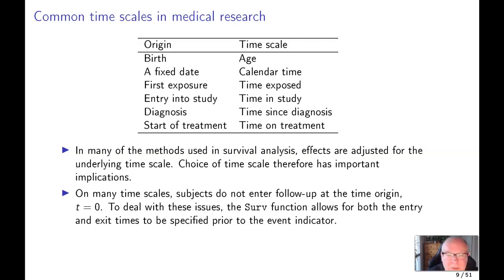Hopefully, it will become more clear as we go through. But the reason I'm introducing it now is that in the software, you will often see you need to specify the definition of the origin. So the take-home message: keep in mind that when modeling time to event data, we typically adjust for the confounding effect of the timescale, and we need to choose an appropriate timescale.